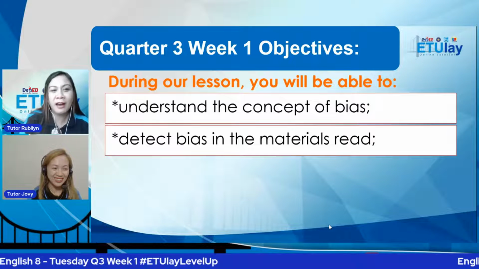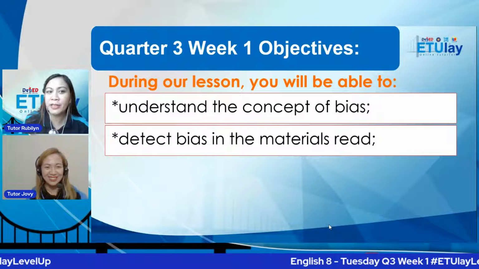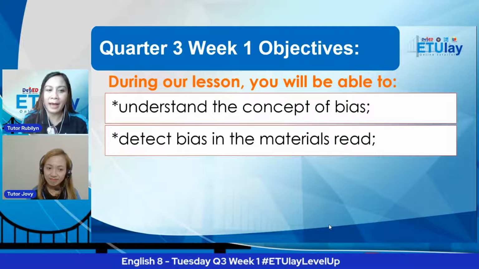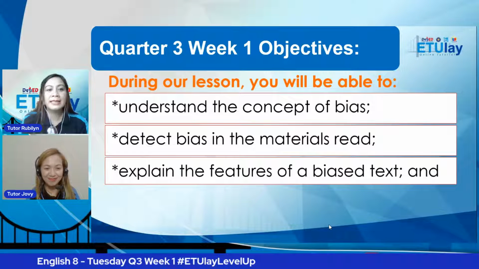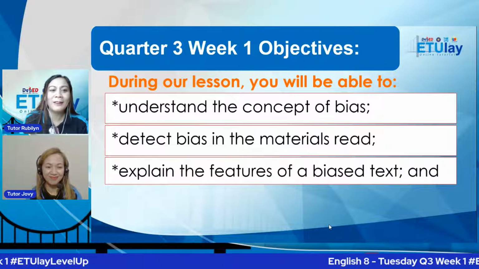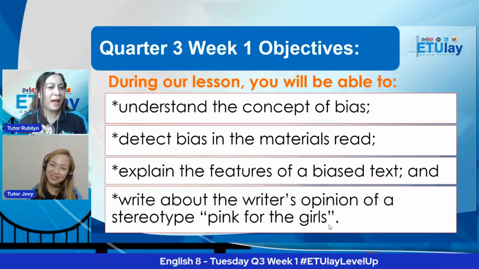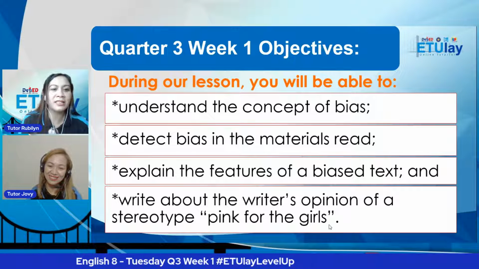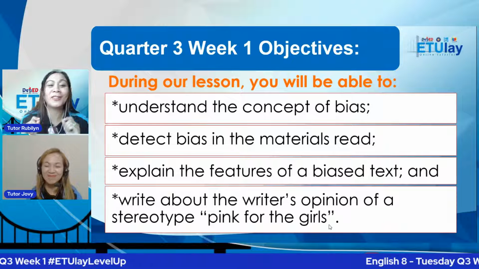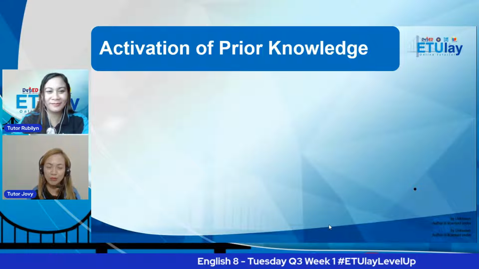Now moving on to our quarter 3 week 1 objectives. First, you will be able to understand the concept of bias. Second, detect bias in the materials read, and explain the features of a biased text, and write about the writer's opinion of a stereotype entitled Pink for the Girls. I guess these objectives are really attainable.